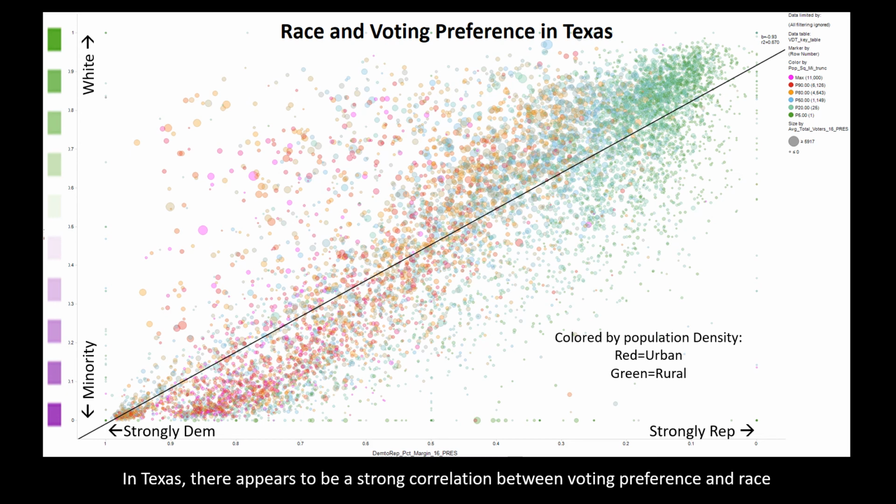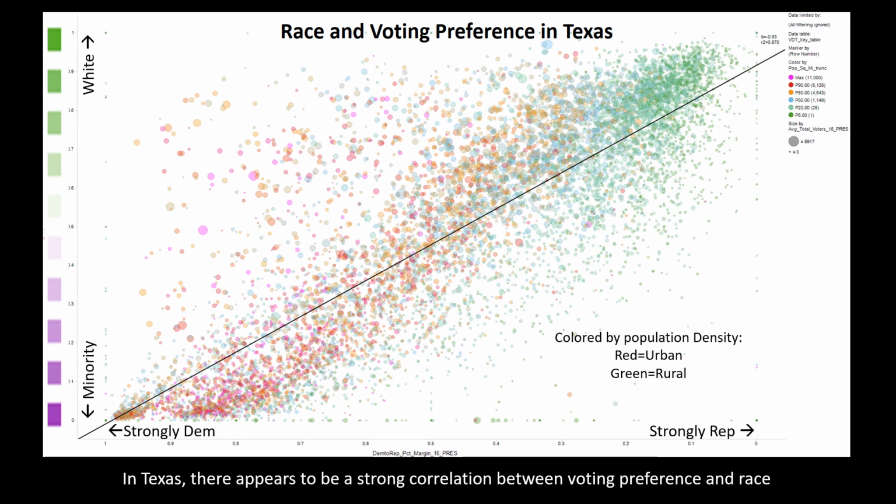Now it bothers me that we are this divided. We might take some solace in the fact that some majority white precincts, primarily in the cities and suburbs, managed to buck this trend and vote Democrat. Alternatively, almost no minority precincts voted Republican.